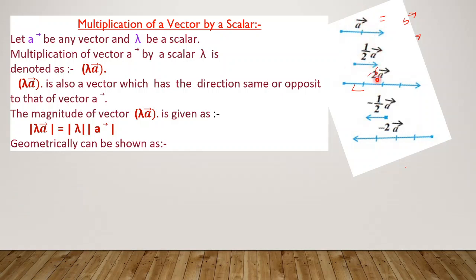And if you multiply with 2, this will become double. When you multiply with minus half, it will become half of it in the opposite direction. But whatever it is, all will be parallel to each other. This is the way we do the multiplication of a vector by a scalar, one constant number.